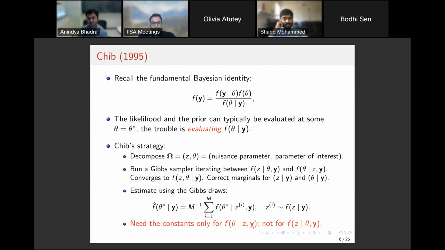So the key is this decomposition. It has to be done in an intelligent manner, such that at least for the parameter of interest, the normalizing constant is tractable. For the other part, f z given theta, y, you don't need the normalizing constant. Why? Because we are going to merely sample from it. We are never going to evaluate the other density, f z given theta, y. Is this clear? Are there any questions about this? Okay. So this is the crux of Chib's method.